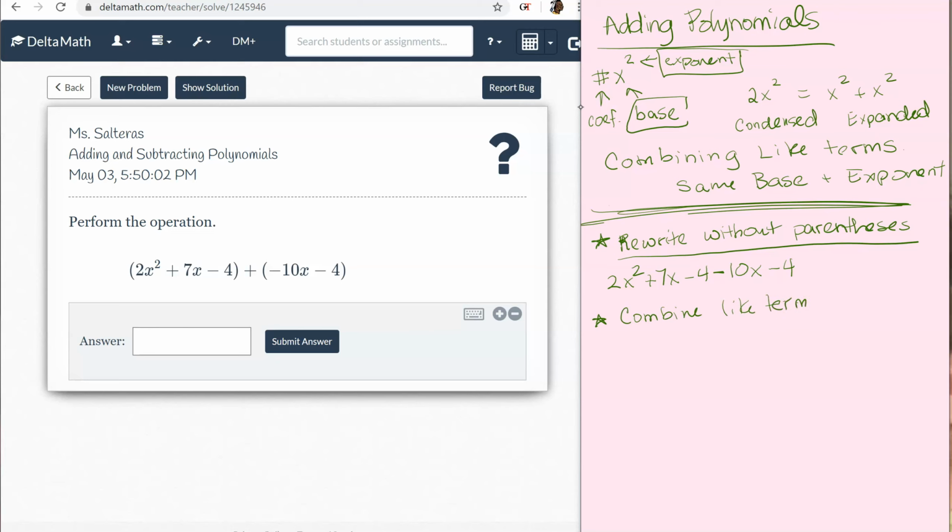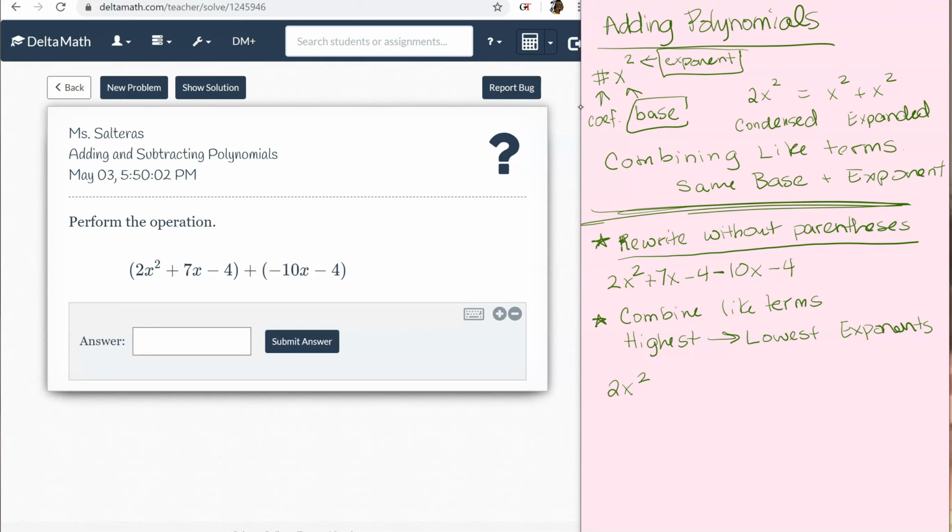And you want to start off with the highest exponent, highest exponent to the lowest exponent. All right, that's how you write polynomials in standard form. Highest exponent to lowest. So what's your highest exponent? That 2. So you don't see any other exponent of 2. So 2x squared is going to be by itself.